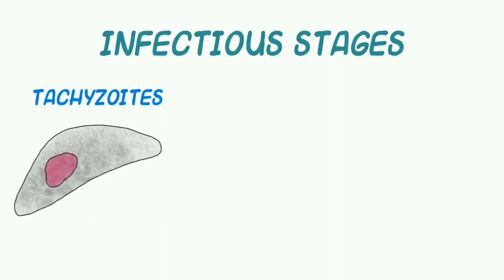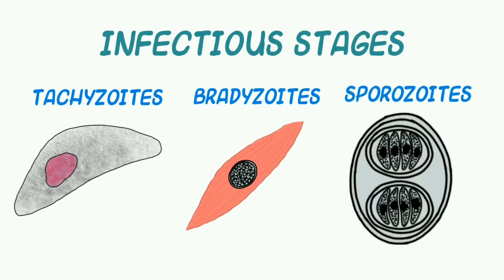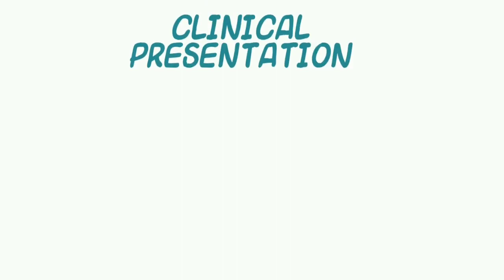There are three infectious stages of T. gondii: tachyzoites, a rapidly multiplying form; bradyzoites, a tissue cyst form; and sporozoites, which exist in oocysts. More on the life cycle later, but what clinical problems does toxoplasmosis cause?